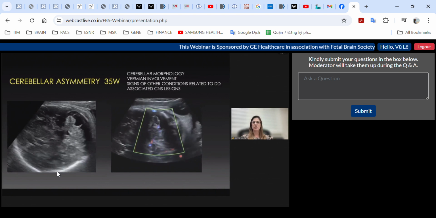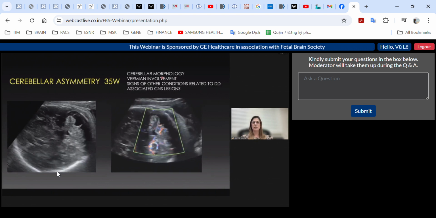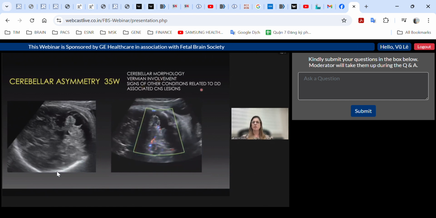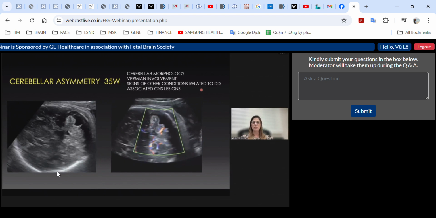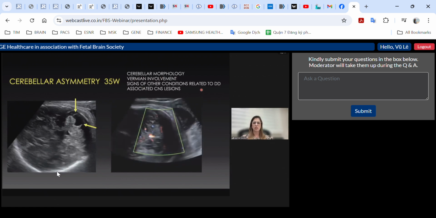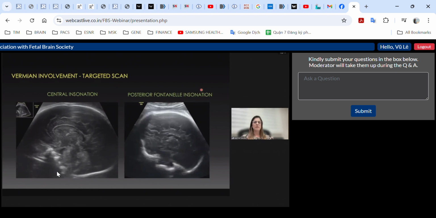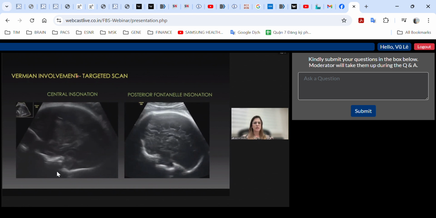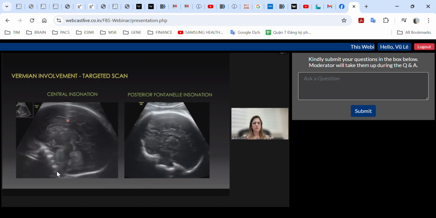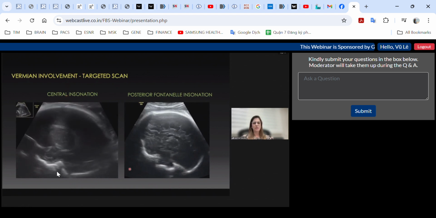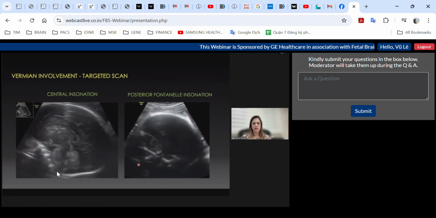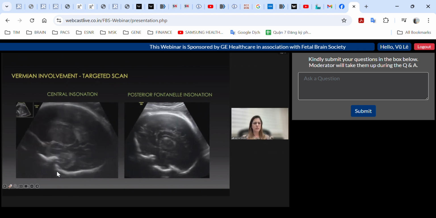Again, check for the cerebellar morphology, check for signs of vermian involvement, signs of other conditions related to the differential diagnosis, and the presence of associated CNS lesions. Very important to know how to scan the posterior fossa. If we do a central insonation, we are not going to have enough resolution in order to check for the normality of the posterior fossa.